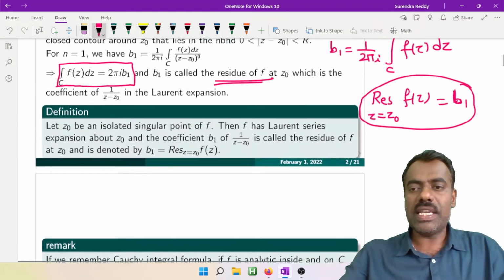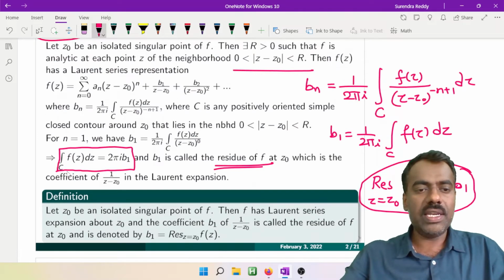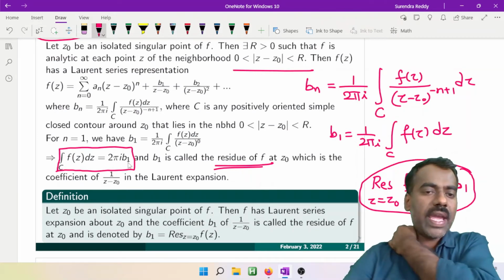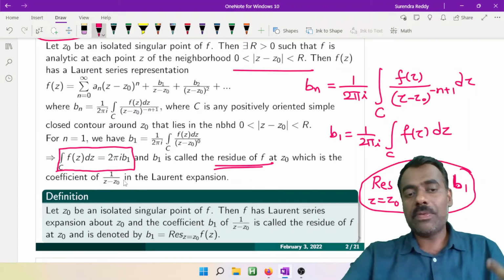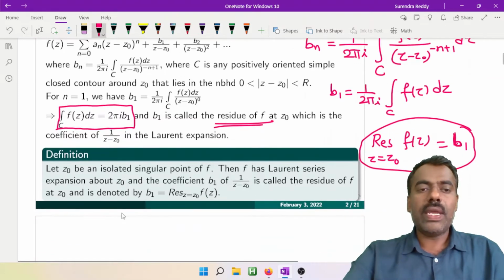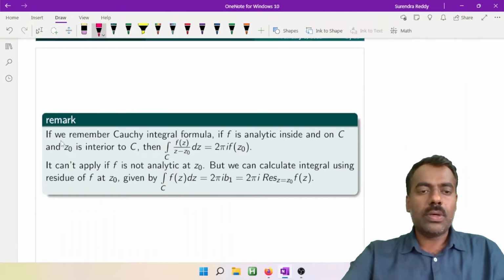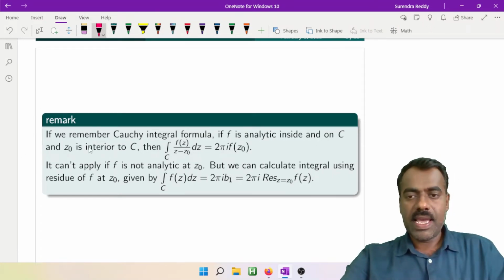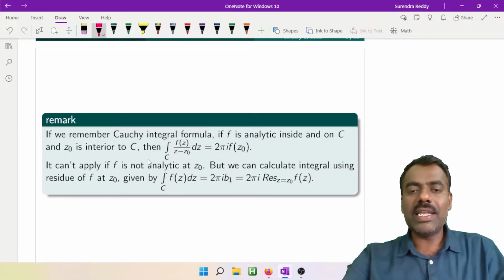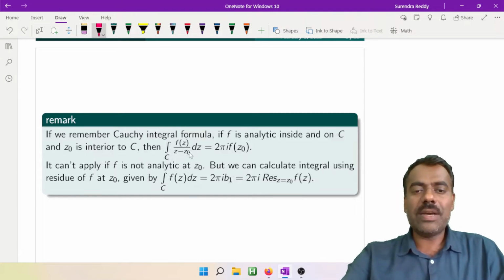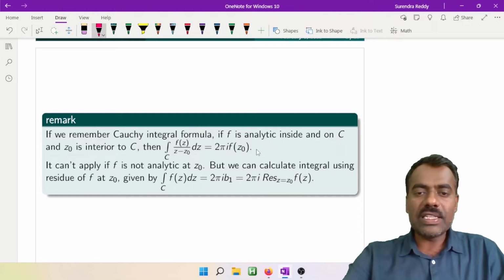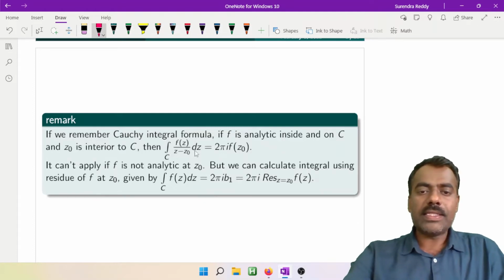If you observe this integration formula which we have written here, integration over c of f of z dz is equal to 2 pi i times b1. Such type of integration we have also seen in the Cauchy integral formula. If f is analytic inside and on c, and the given point z naught is interior to c, then the integral of f of z upon z minus z naught is given by that formula. But this formula fails if f is not analytic at z naught. At that time, this residue formula can be applied to evaluate the integration.